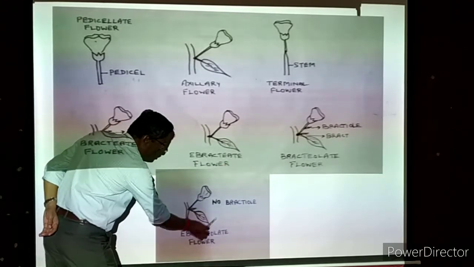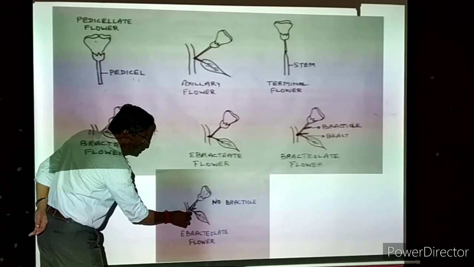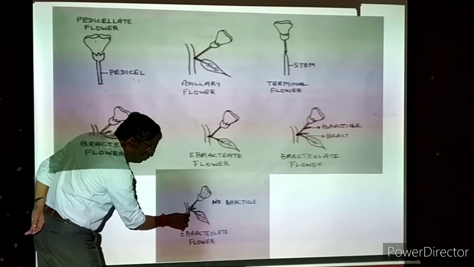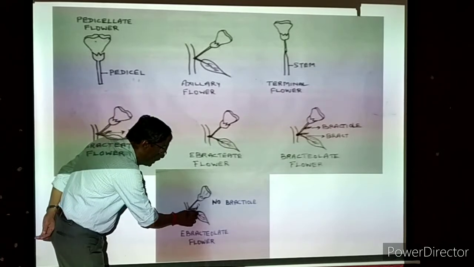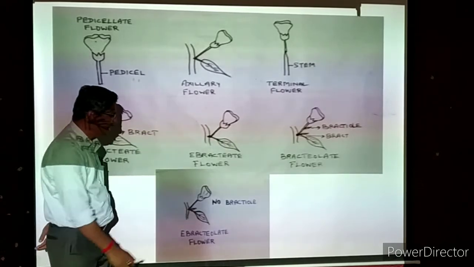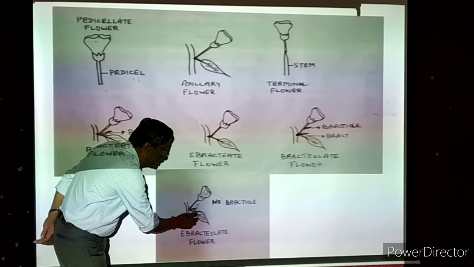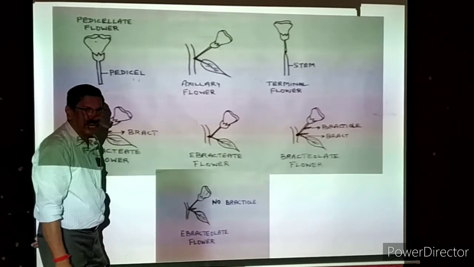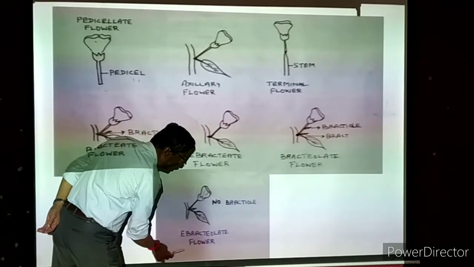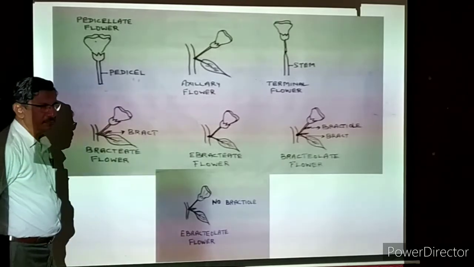Now, this is another flower. Now, I have drawn this pedicel. Bract is there, but on the pedicel we are observing, we are looking, but no green leaf-like structure on the pedicel. That means bracteole is absent. Now, this is the flower without bracteole. No bracteole. Then it is called an ebracteolate flower.